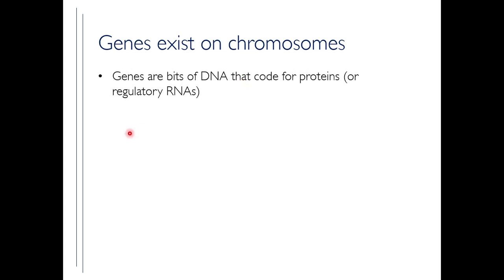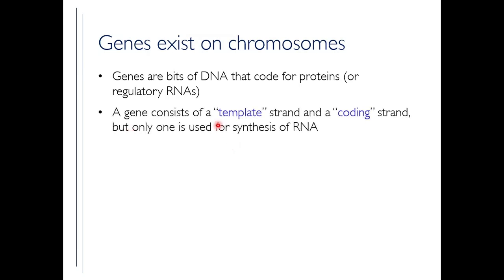Right, I'm going to speed up a little bit on this. So, hopefully you're aware that genes exist on chromosomes. They are bits of DNA that code for protein, or indeed regulatory RNAs. So, just because a gene is expressed doesn't mean it's translated from RNA into protein. And there are examples such as tRNA and rRNA, ribosomal RNA, that are not translated.